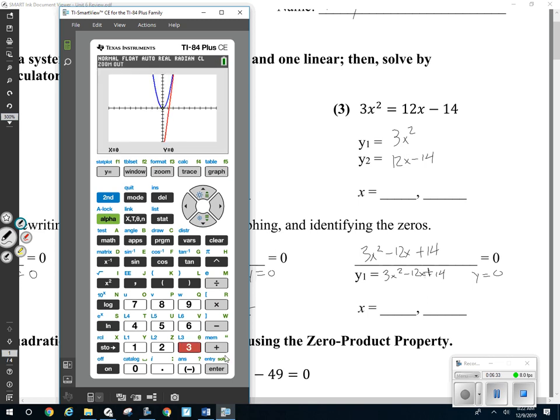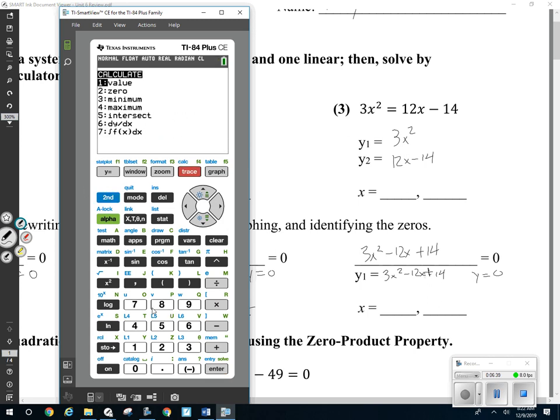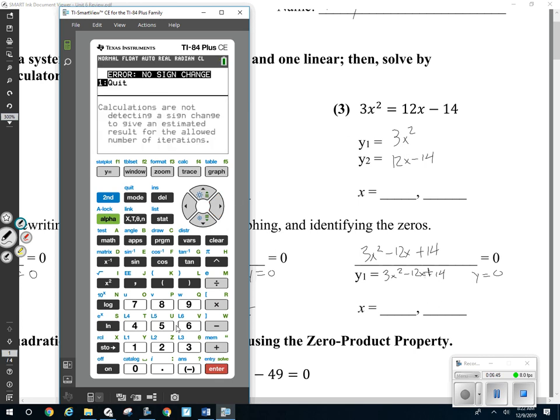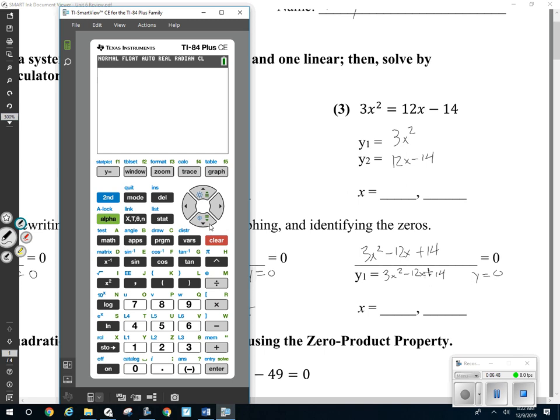Like if we had zoomed out and you tried to find the intersection, second calc intersect, we would see, nope, no sign change. That means there's no solution. So we would say no real solution. You would need to complete the square or use the quadratic formula to find your imaginary solutions.